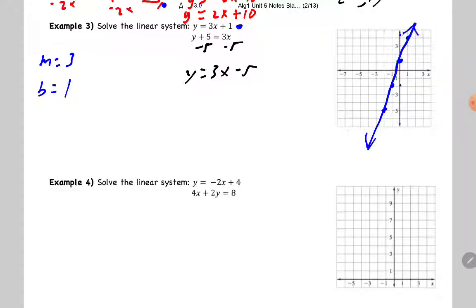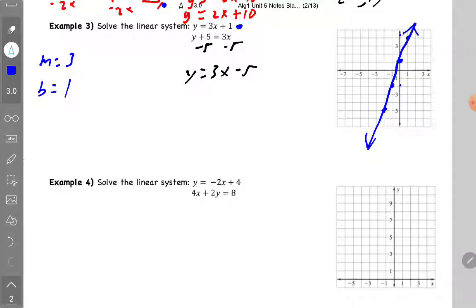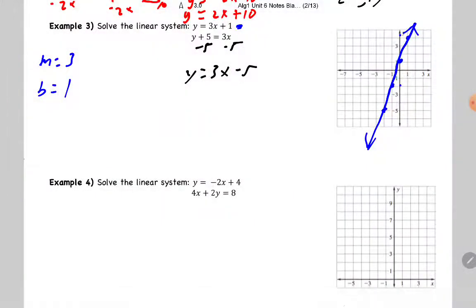Could have drawn that better, but that's okay. And then this one, m equals 3, and this time b is negative 5. So we go down 5, and then follow our slope, up 3 over 1, up 3 over 1. And we're going to see something. These lines will never cross each other.